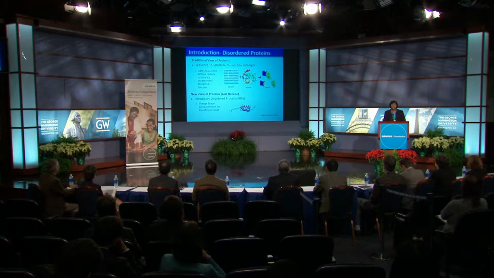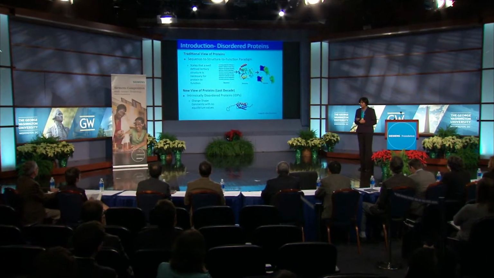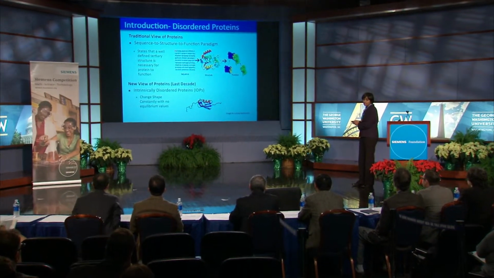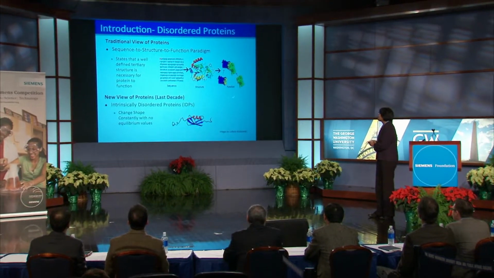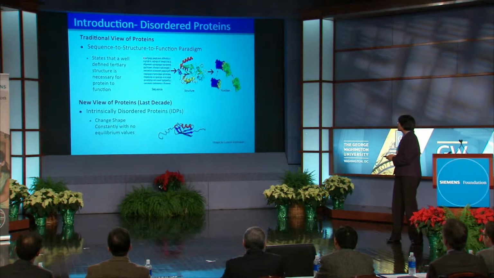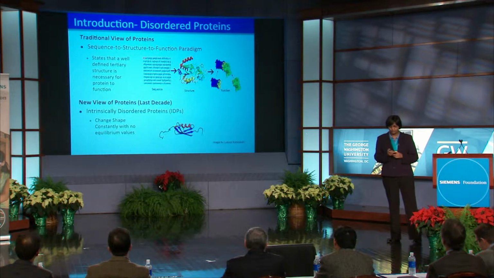For many years, the traditional view of proteins was the sequence to structure to function paradigm, which states that a protein's amino acid sequence codes for a stable tertiary structure necessary for the protein to function properly within the cell. However, in the last decade, a new view of proteins has emerged with the discovery of intrinsically disordered proteins, or IDPs. These proteins change shape constantly with no equilibrium values, as you can see on the protein on the right.